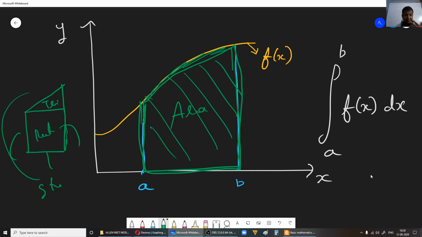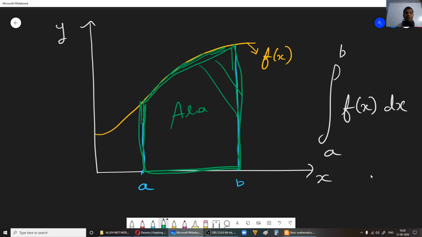But here this is not the case. Now we have these three to be straight lines. All these three are straight lines here, but this one looks like a curve. Now here we have to make use of some approximation. So how will it help us in solving? Let us see them one by one.